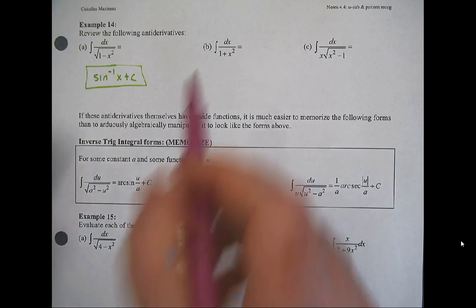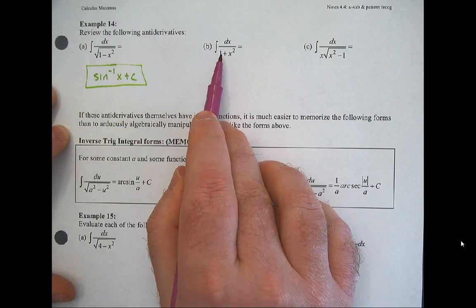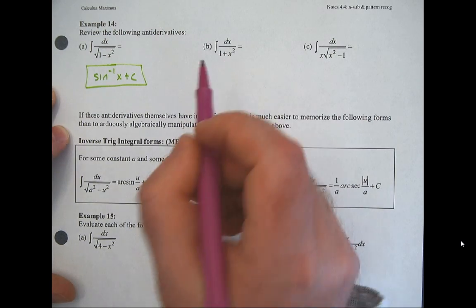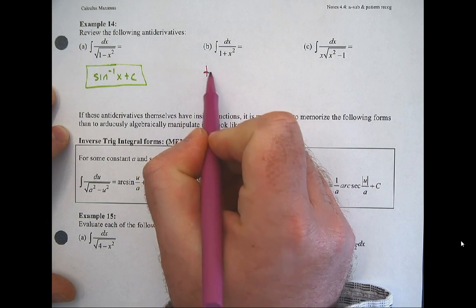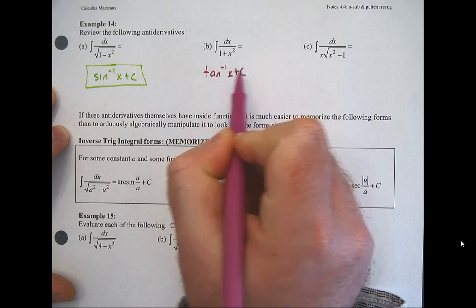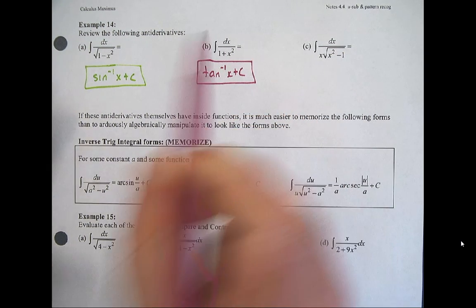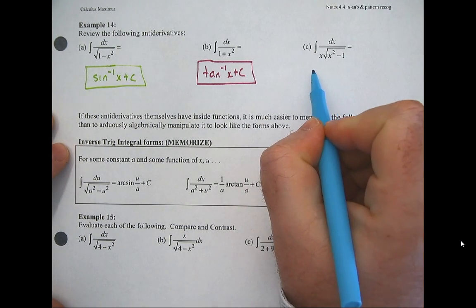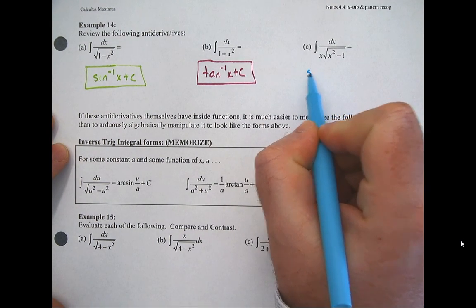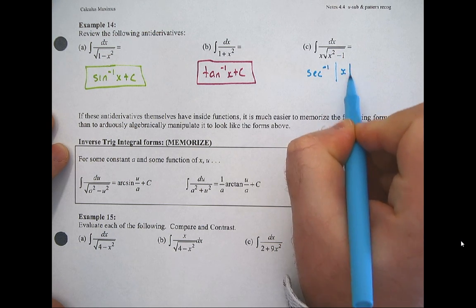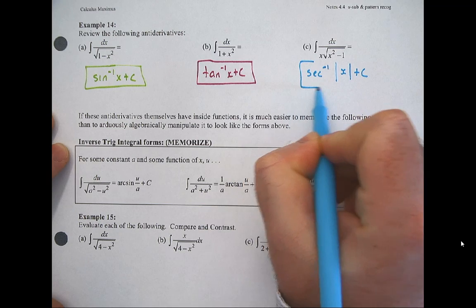We've got now, so there's the one with, well, no, never mind. I was going to try to come up with a way, but then we got 1 over 1 plus x squared, this turns out to be tangent inverse of x plus C. And then the last one turns out to be secant inverse of absolute x plus C.